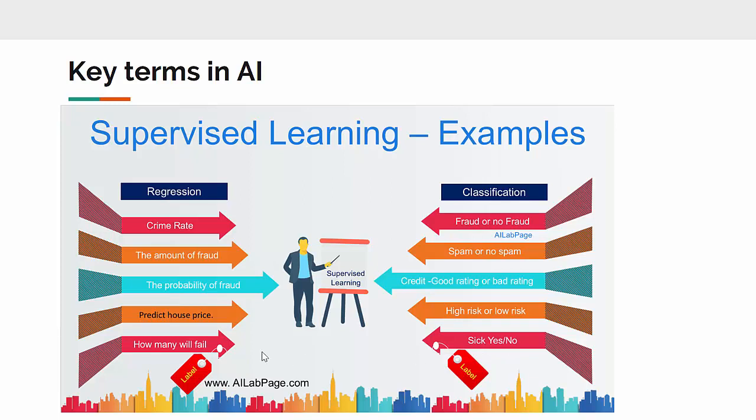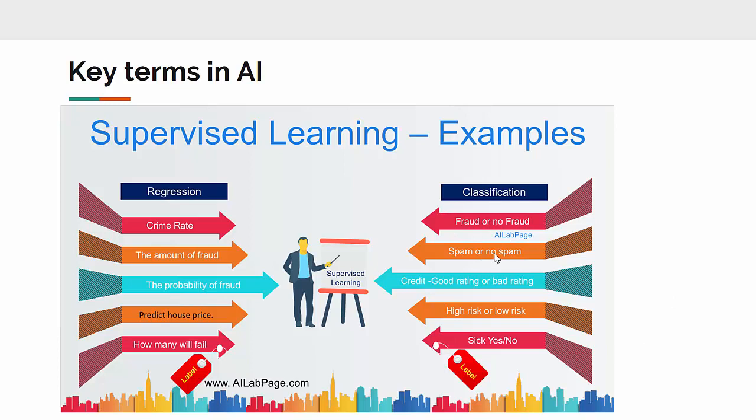The difference between the two categories on the left and the right is that on the left hand side, we predict something that is a running number. For example, house price, it can be $5, $10, $100, 50,000, 100,000, and so on. On the right side, it is categorical in nature, meaning there are only two options, whether it is fraud or no fraud, or it is spam or not spam.